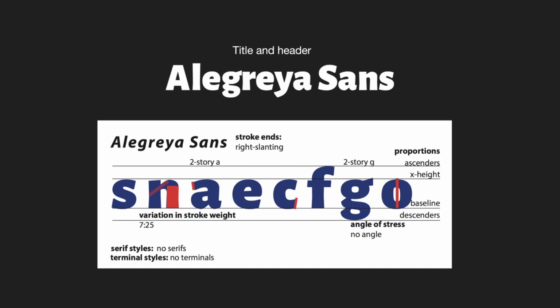For Allegra Sans, it has light slanting stroke ends with no serif. It also has two-story A and G. Also, the variation in stroke weight is 7 to 25. With its strong weight and unique stroke style, this font is appropriate for the title.